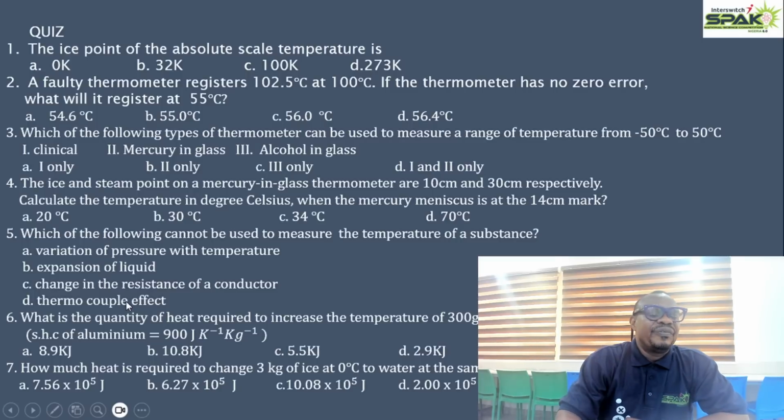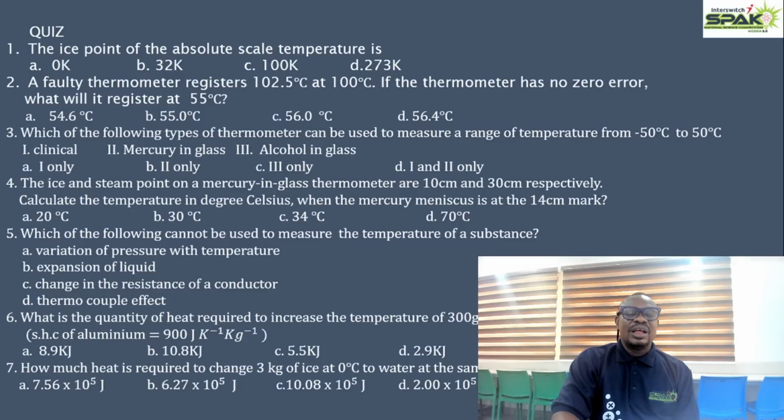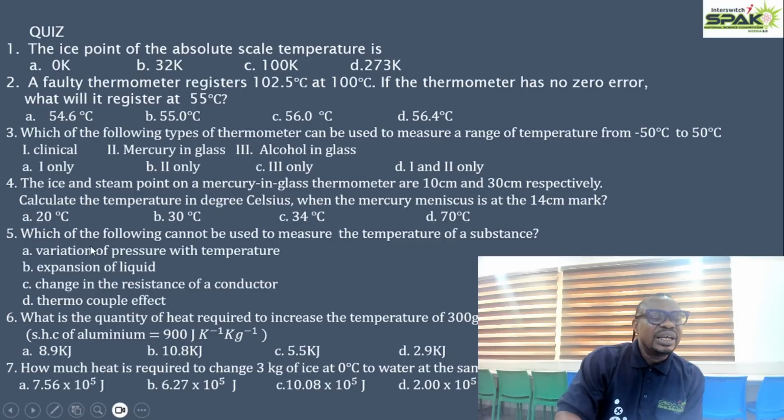So what about the thermocouple effect? Change in the EMF with temperature. So what then is the answer here, guys? Which of the following cannot be used? If you say A, then you are not right. B, you are not right. C, you are not right. D, you are not right. Everything here, option A to D, can be used to measure the temperature of a body. They are good thermometric properties. A is for the constant volume gas thermometer. B is for liquid in glass. C is for the resistance thermometer.